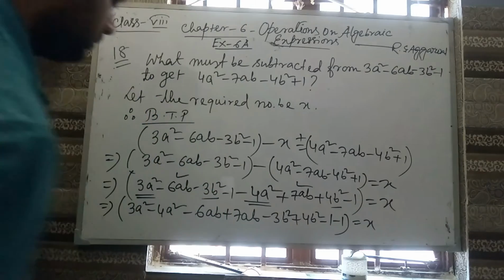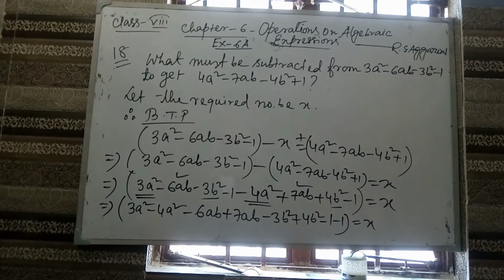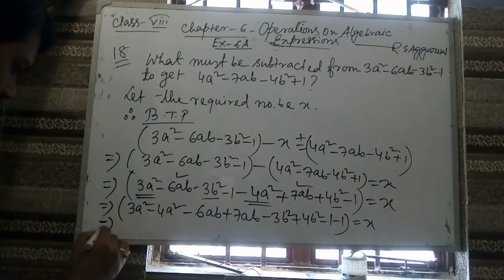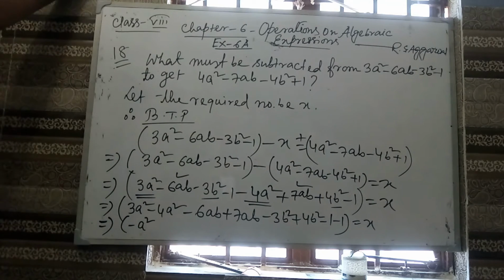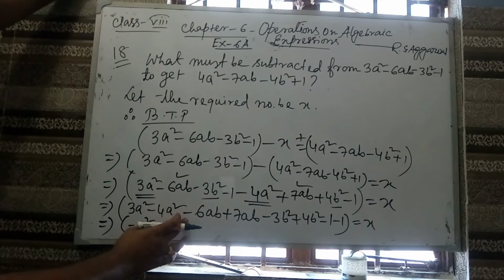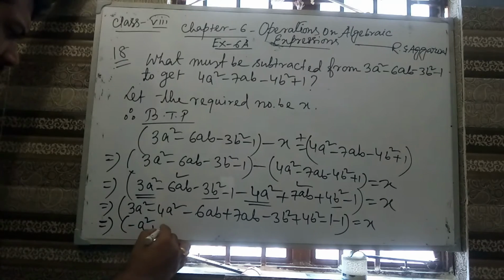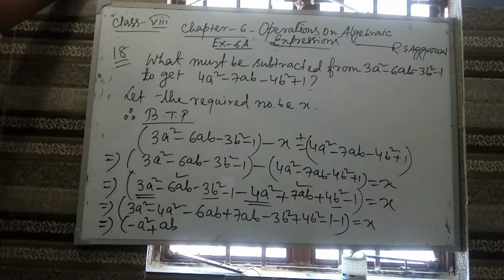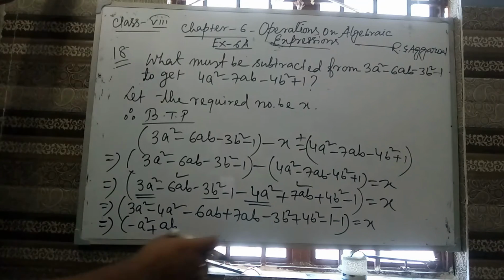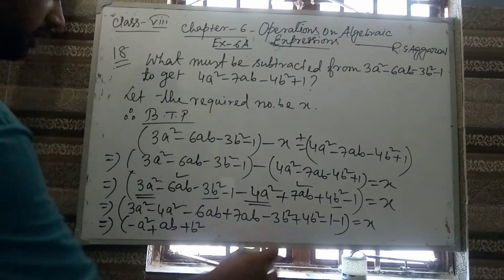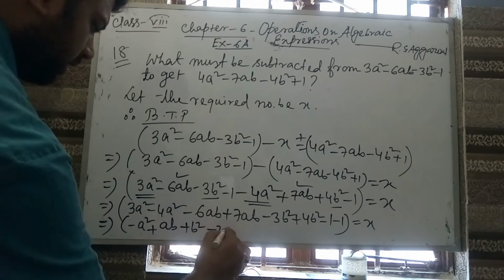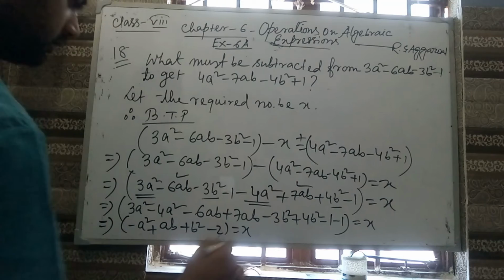equal to x. Okay. So now calculate 3a square minus 4a square. So it will become minus a square. Next, minus 6ab plus 7ab. So you are left with only ab, 1ab, that means only ab. Minus 3b square plus 4b square. So plus b square. Minus 1 minus 2 equal to x.